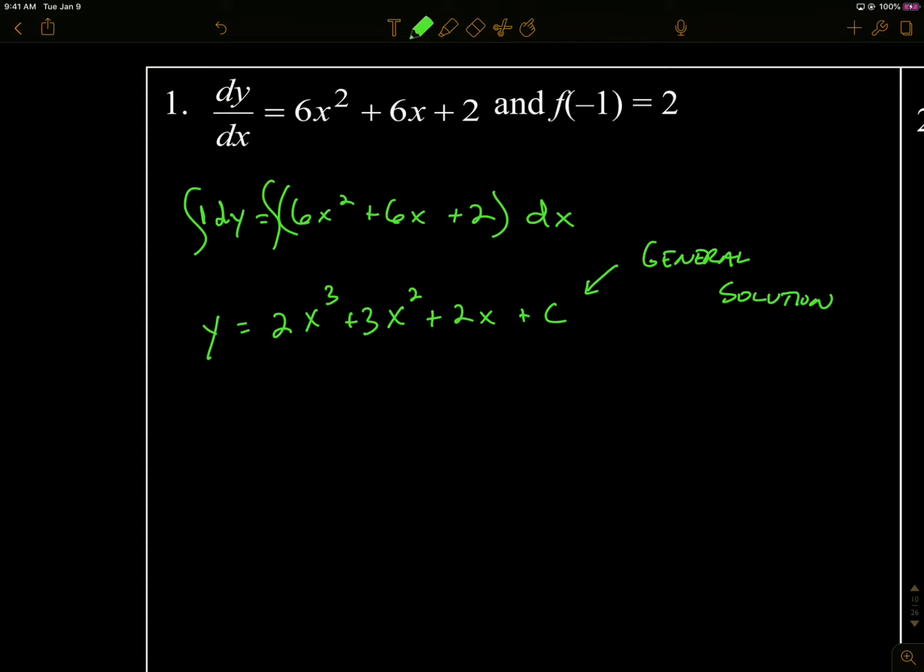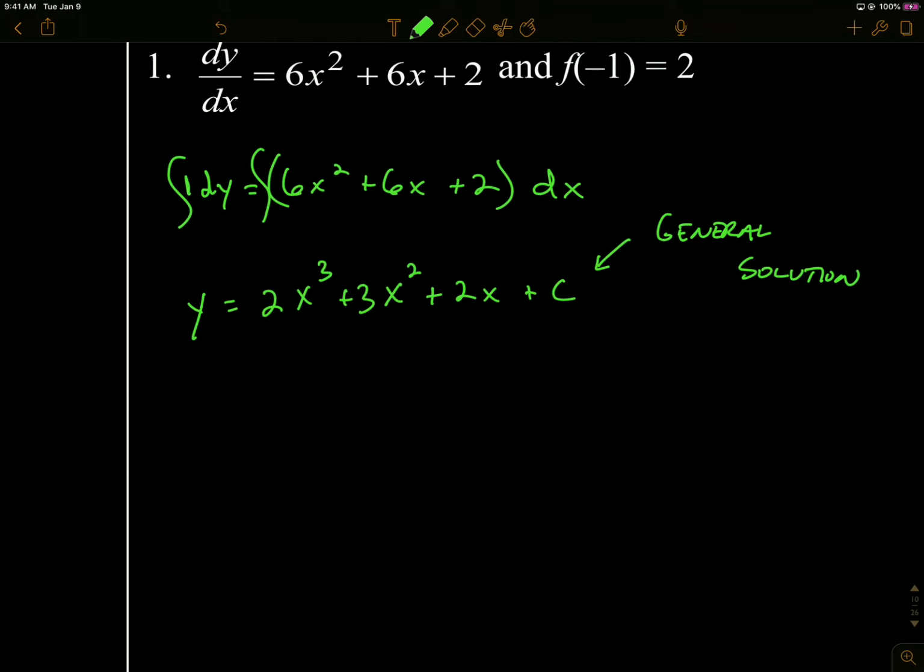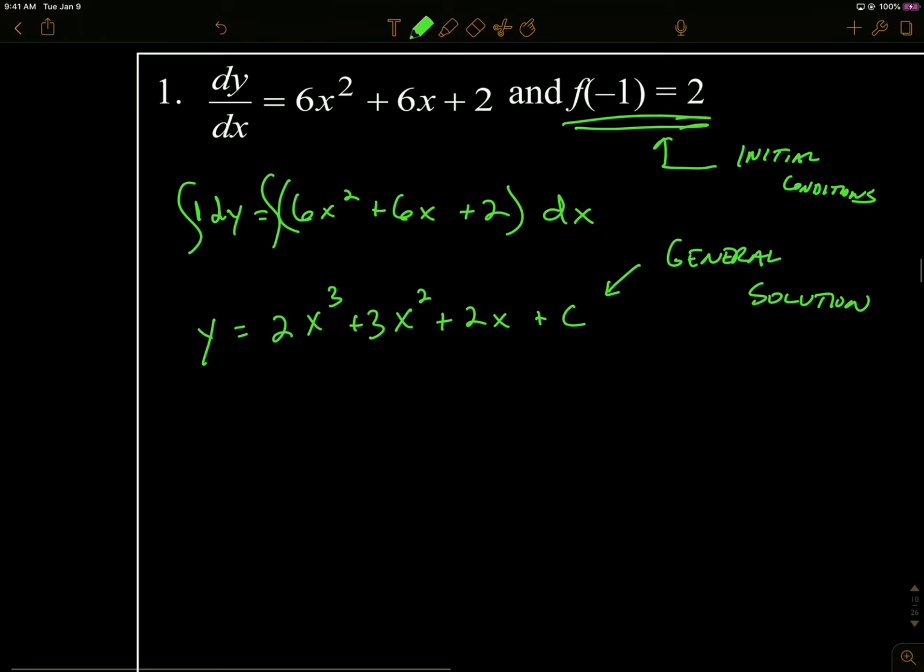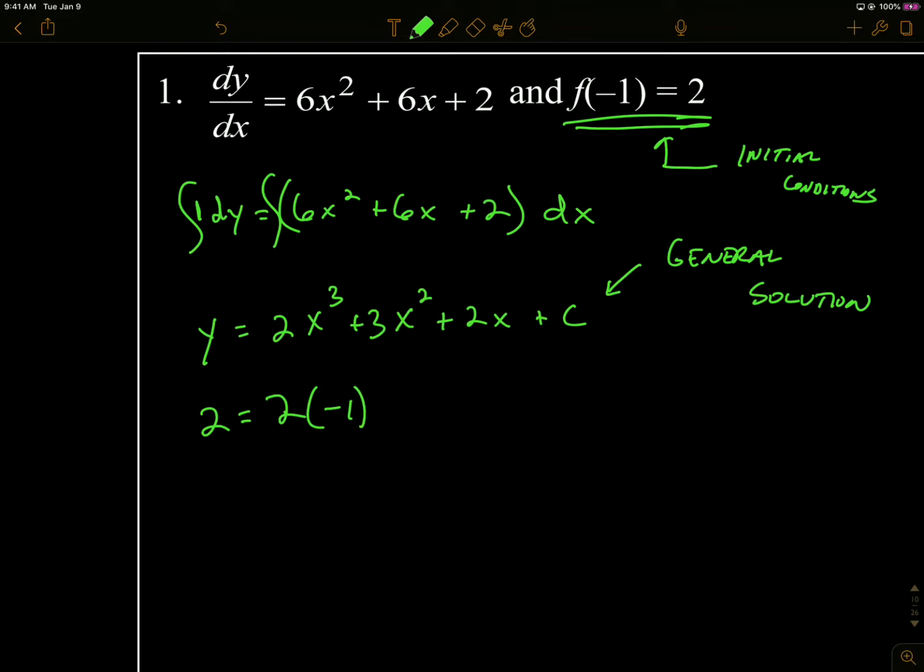That would be that family of curves, an x to the third. So it would be a cubic, and that plus c says it can be shifted up or down wherever I want it to be. Now I can use my initial conditions to find my particular solution. So these are our initial conditions. We can use those to find our particular solution. When y equals 2, and x is -1, that's the curve we're talking about.